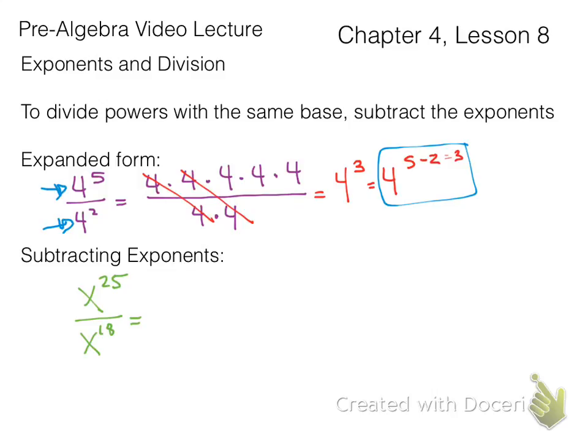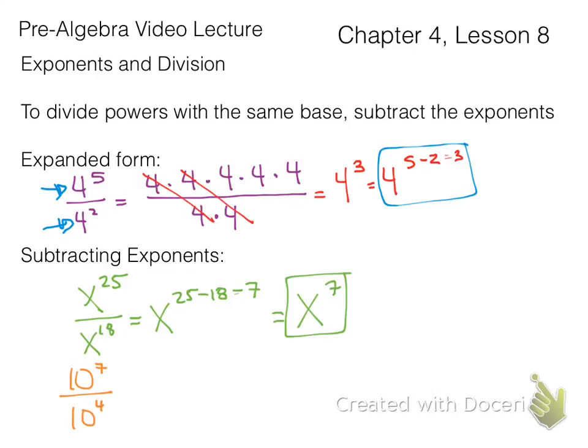So let's do the next one. I really don't want to have to write out 25 x's, and I really don't want to have to write out 18 x's. So I'm just going to subtract the exponents. 25 minus 18 equals 7. So the answer is really just x to the 7th, okay?